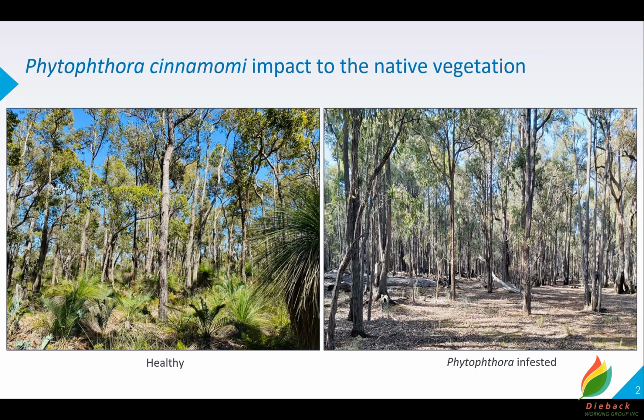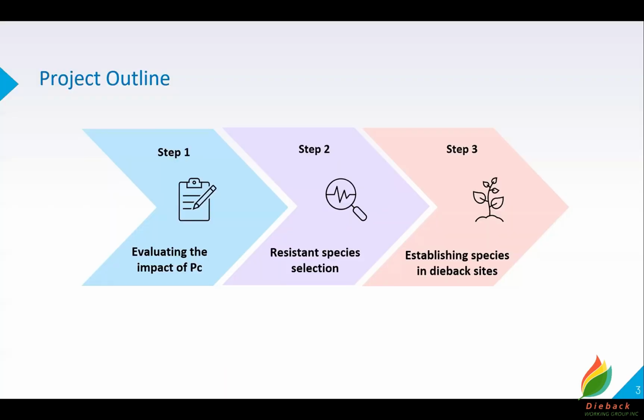There are a lot of management practices which we use to reduce the disease spread and mitigate the disease impact. However, still we cannot completely eradicate the pathogen. Therefore, in my research project, I have attempted to rehabilitate Phytophthora infested forest sites with native resistant species. And this project consisted of three main steps. First, I evaluated the impact of the pathogen in the targeted area, and then I identified the resistant species. And last, I tried to establish the selected resistant species in dieback sites.